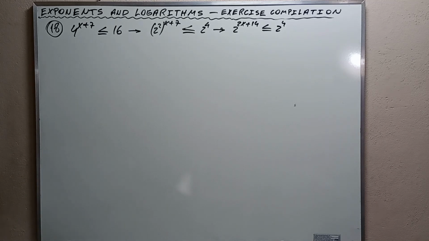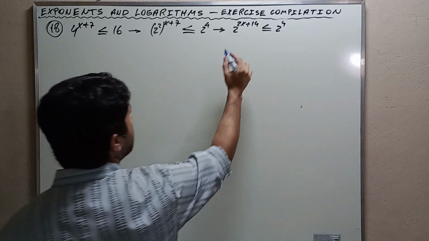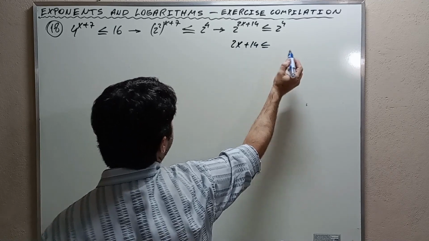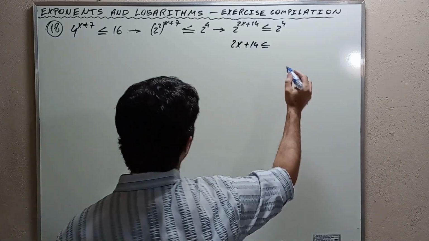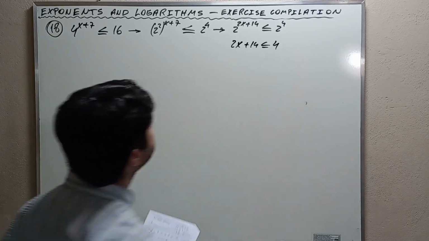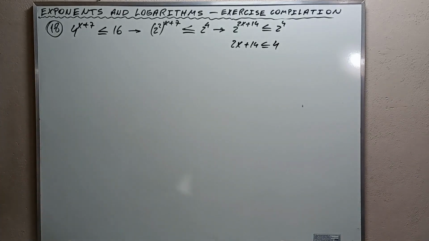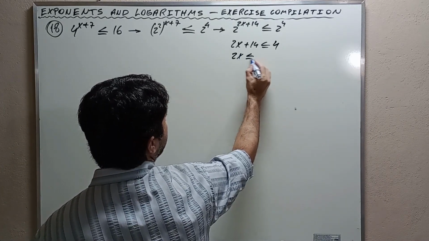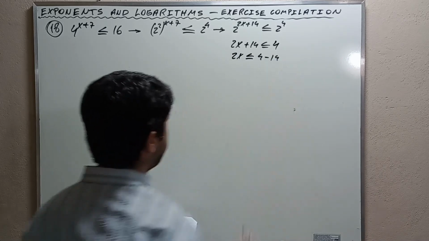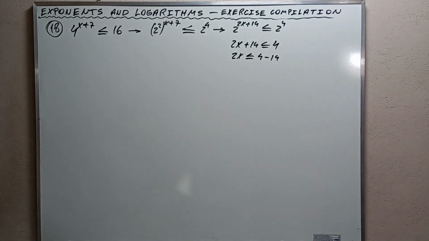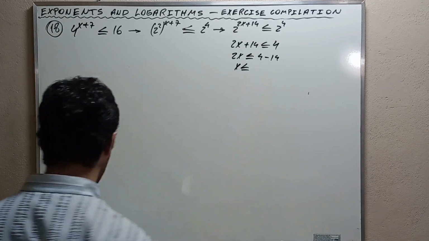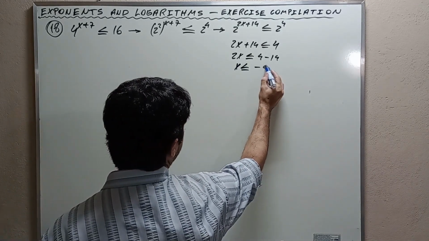And this holds true if and only if 2x plus 14 is less than or equal to 4. Okay? We pass 14 to the other side. And ultimately we find that x has to be less than or equal to -5.